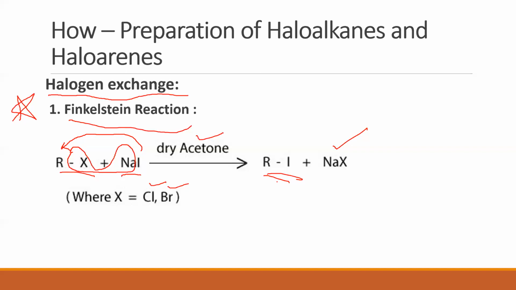All right. So what is ethyl chloride? If this RX is ethyl chloride, what should R be? Yes, R should be C2H5. So R is C2H5. X will be Cl. In the presence of NaI, what do I get? C2H5I and NaX. Clear? So alkyl iodide, or ethyl iodide, is obtained as the product. Clear?